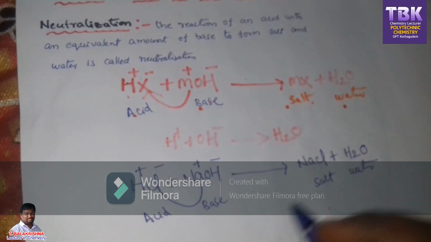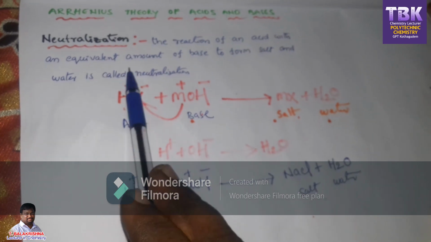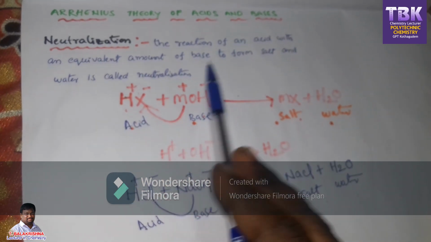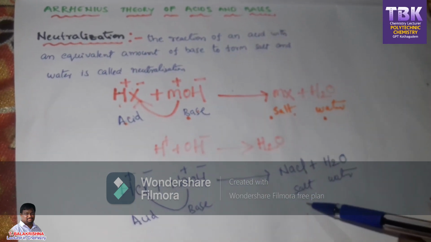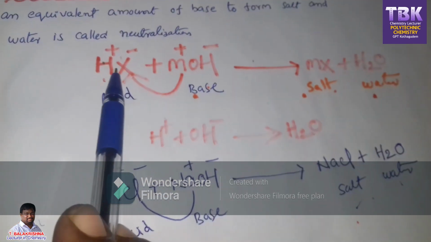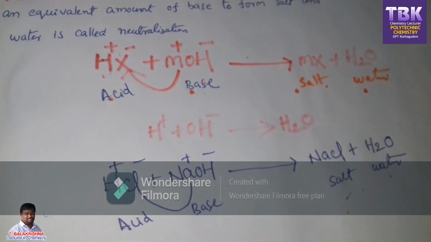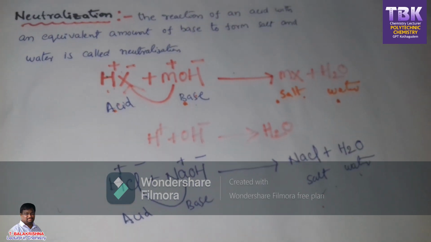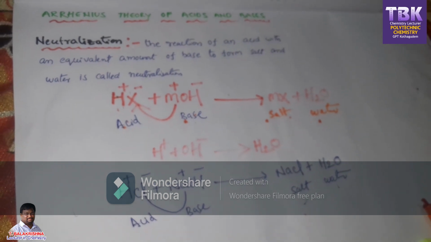Is it clear? In which reaction an acid reacts with an equal amount of base and forms a salt and water, that is called neutralization reaction. This is the general formula of the acid. This is the general formula of the base. This is the general formula of the salt. That is a neutralization reaction.